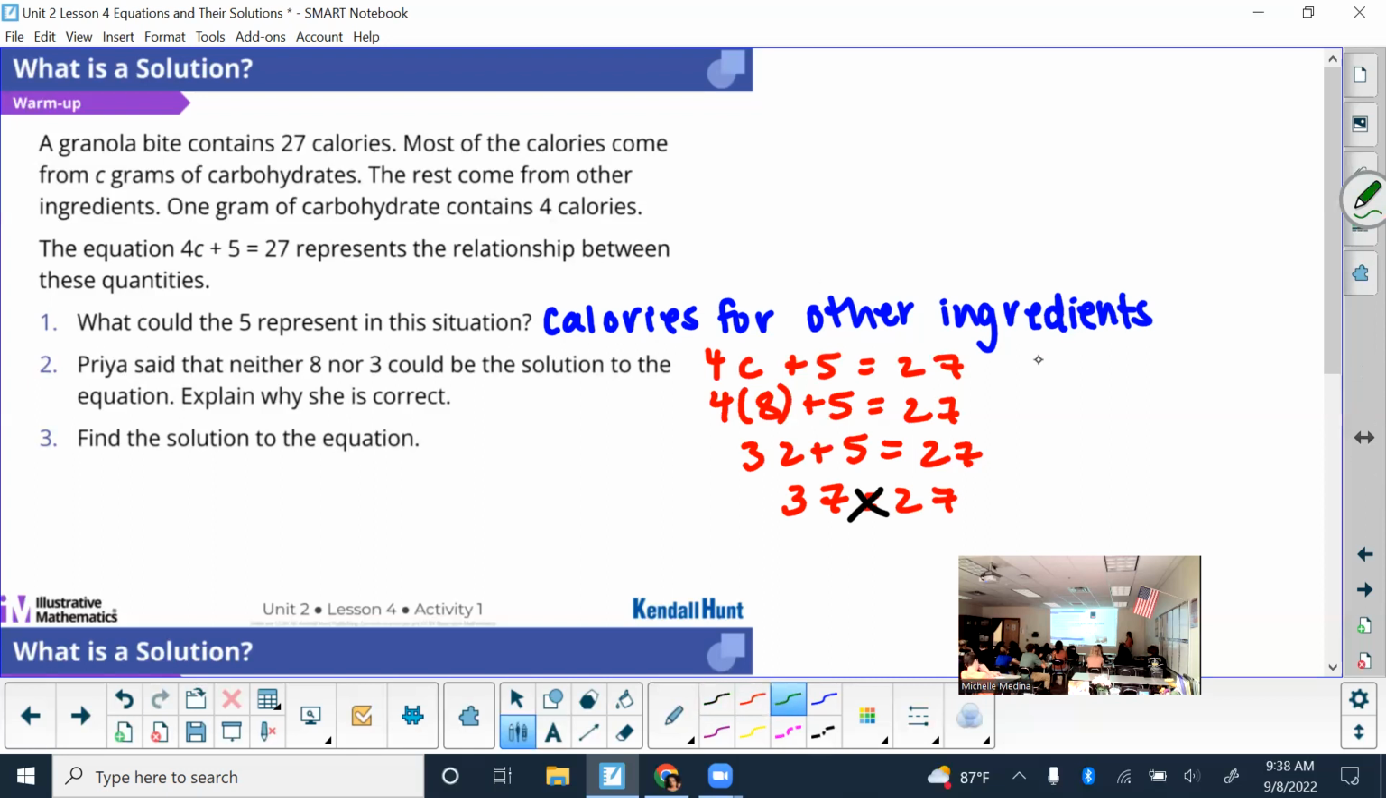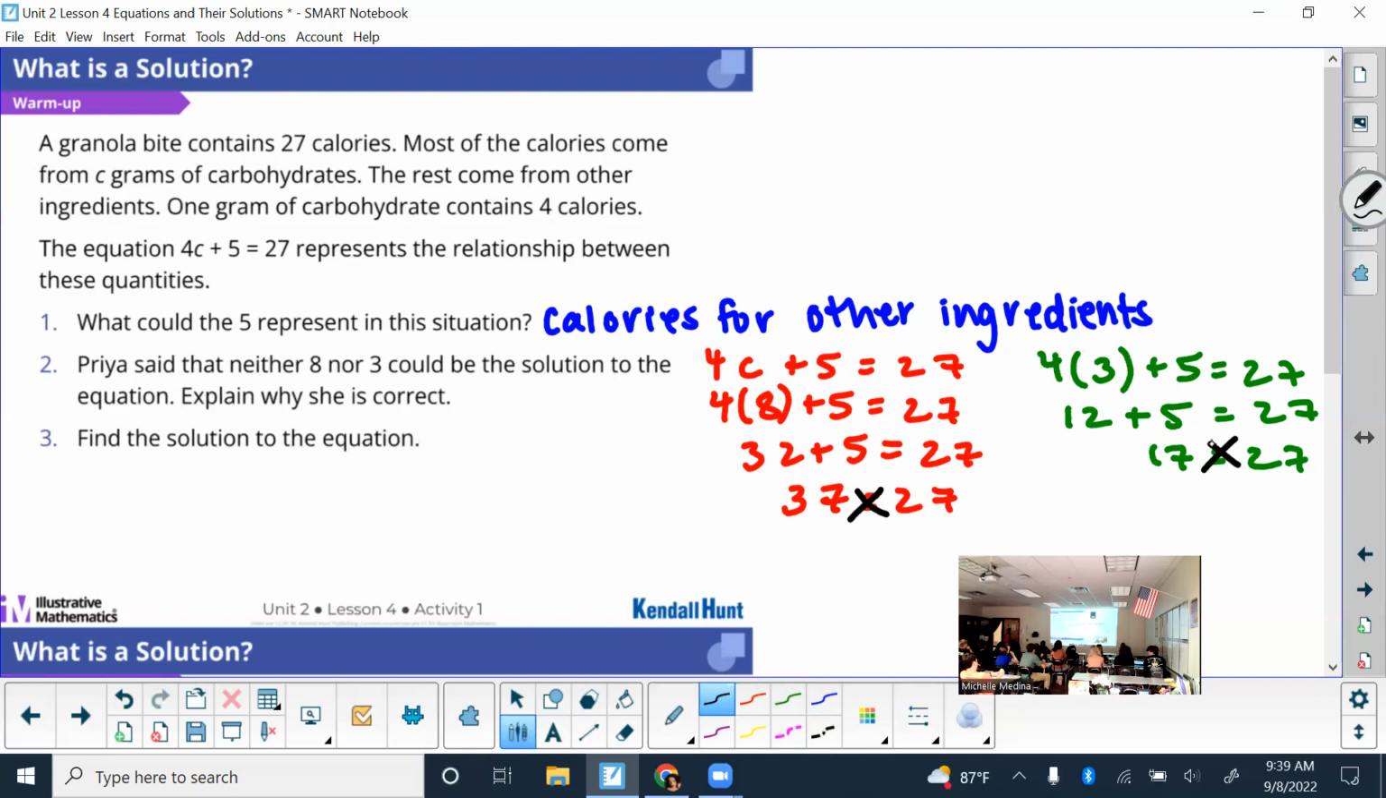Let's see if it could be 3. So again, plug it in for the C. Keep everything else as it was given to you. And remember your order of operations. So you multiply before you add. What's 4 times 3? 12. And then 12 plus 5 is 17. Equal to 27? No. So that could be your explanation.